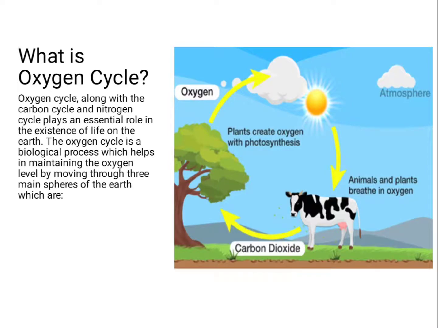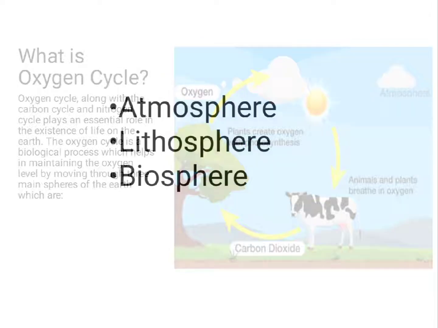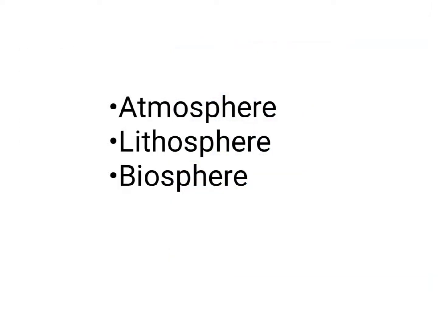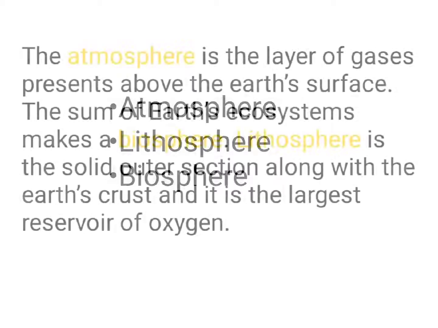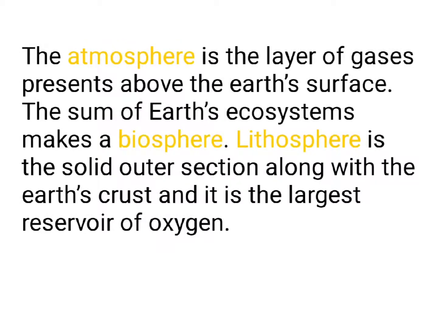What is the oxygen cycle? The oxygen cycle, along with the carbon cycle and nitrogen cycle, plays an essential role in the existence of life on the Earth. The oxygen cycle is a biological process which helps in maintaining the oxygen level by moving through three main spheres of the Earth, which are atmosphere, lithosphere, and biosphere. The atmosphere is the layer of gases present above the Earth's surface.